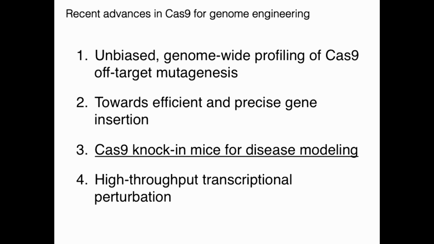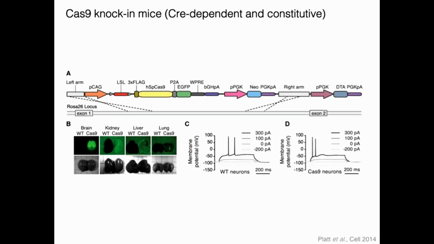So I'll quickly introduce the Cas9 knock-in mouse for in vivo disease modeling. I'll introduce the neuroscience data in this paper, although there's actually a lot of interesting work done on modeling cancer mutations in the lungs of these mice as well that you can check out offline. This work was done by grad student Randy Platt in Feng's lab at the Broad. Essentially, what he did was knock in Cas9 into the ROSA26 locus of these mice.